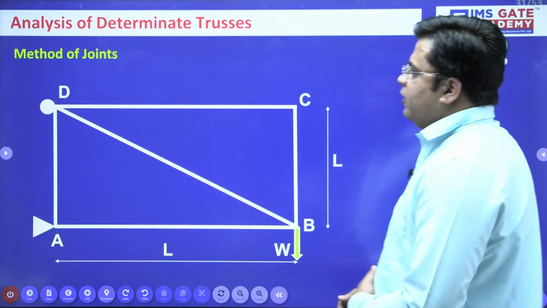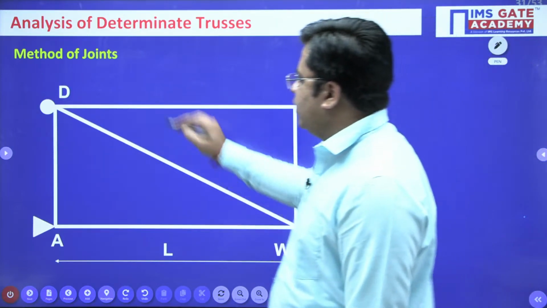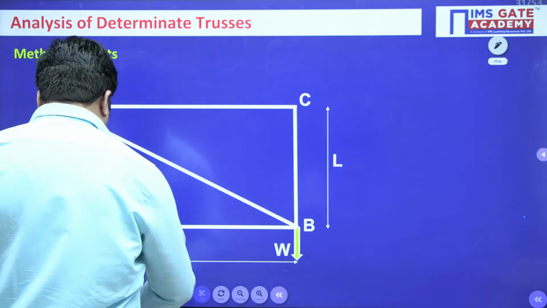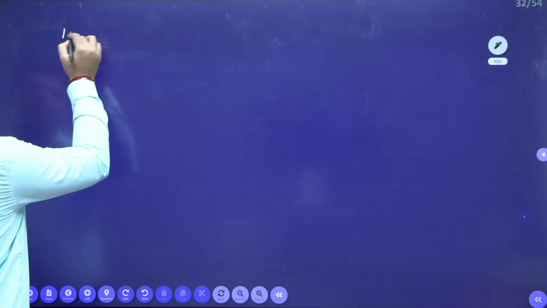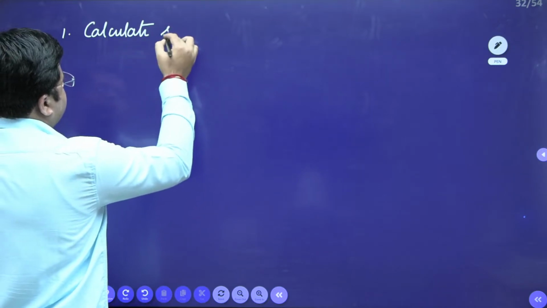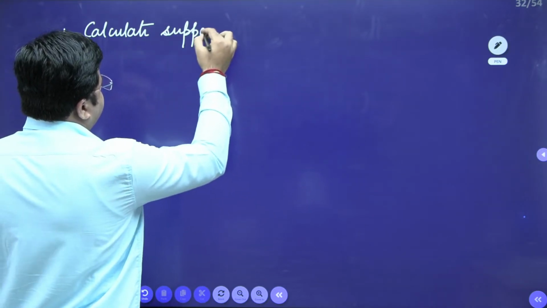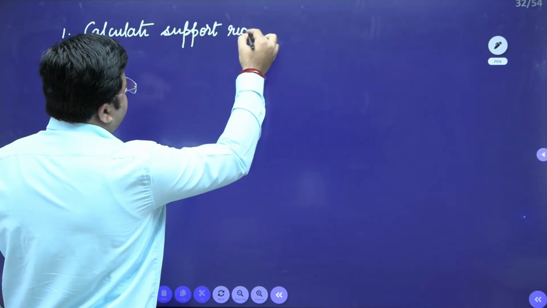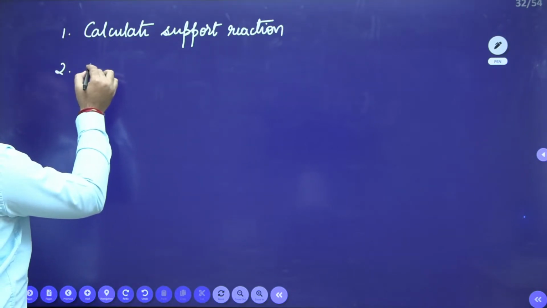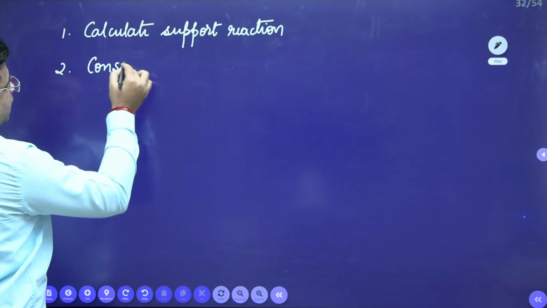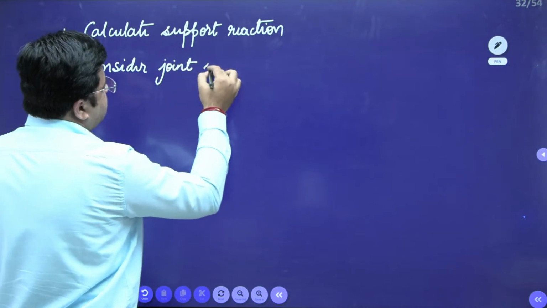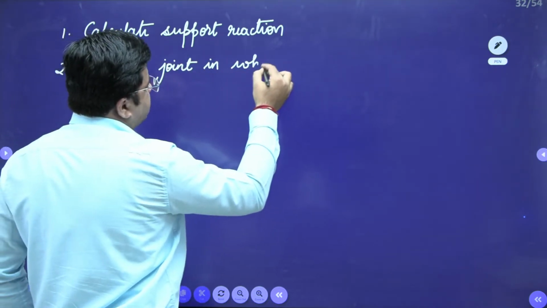Next method for analyzing a truss is known as the method of joints. Method of joints is very simple. First, you need to calculate the support reaction. So I'll just write down the steps. First, calculate the support reaction, and then consider a joint in which only two unknown forces are there.